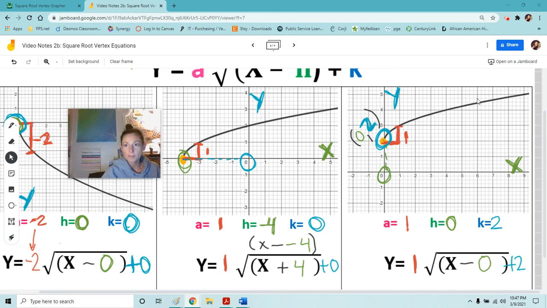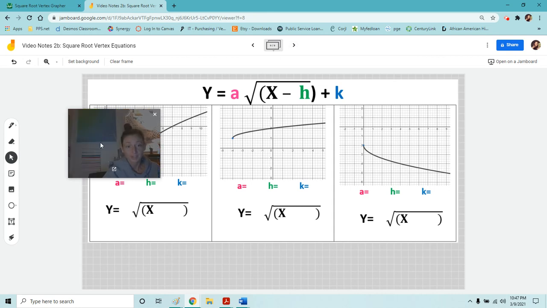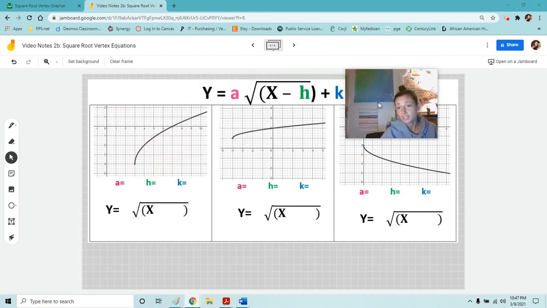Okay, so we're going to do one more page here and then we will be done. I know my videos are notoriously long. I don't know how to make them shorter. I guess it does have a lot of information.